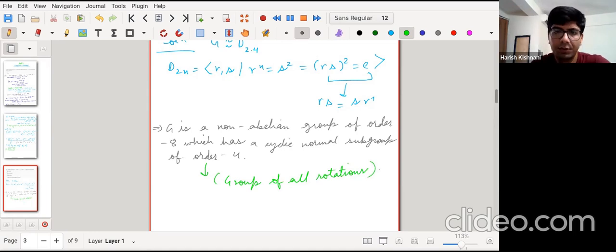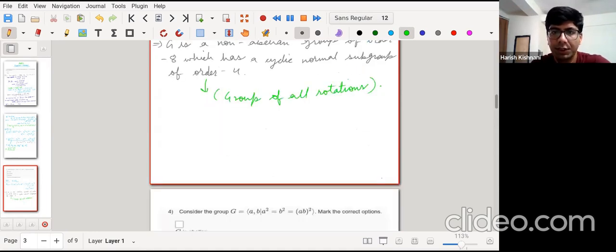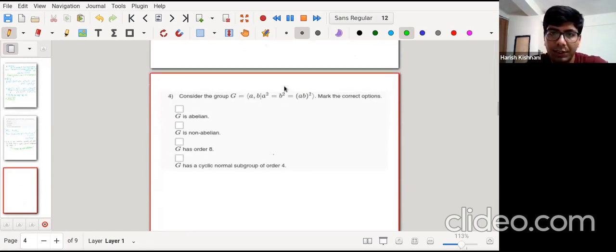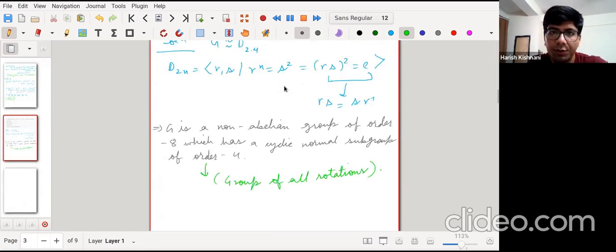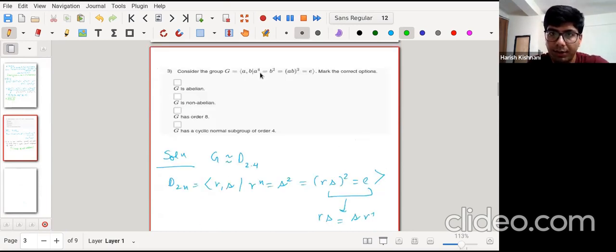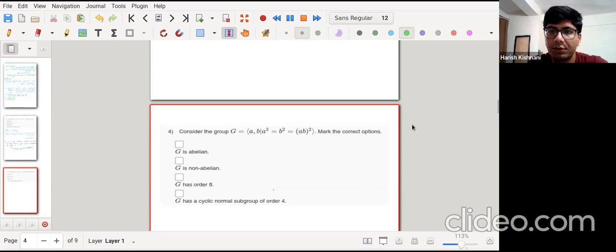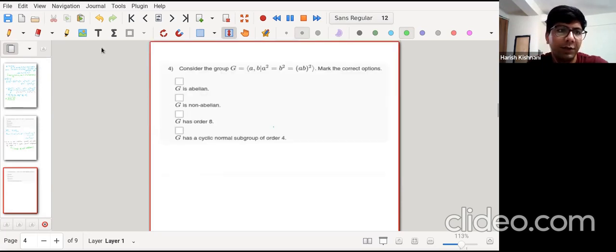Okay, so this one was easy. The next question is easy too. Same question, just a small change in the relation. Here you have a raised to 4, and here you have a squared. So this group also you have seen somewhere. Just try to recognize it. Ravi, have you seen it anywhere? Just as a hint, I can say that it's a group of order 8.